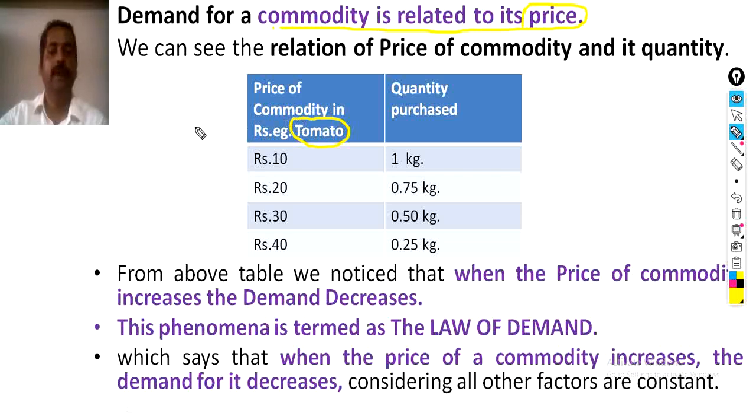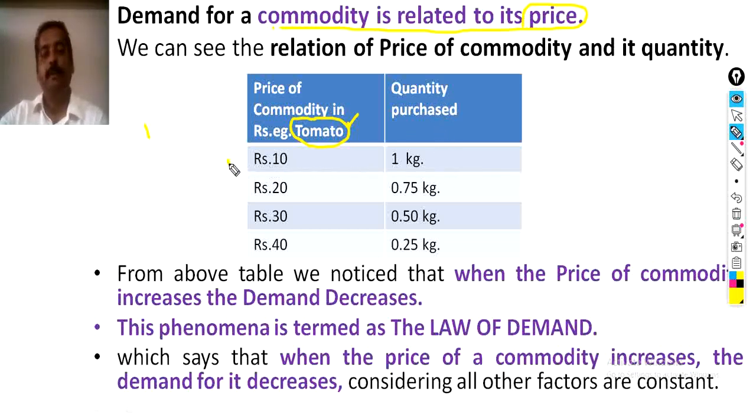You can purchase any product. You can purchase a cloth, you can purchase a mobile, or you can purchase any commodity. Here for reference I have taken the commodity as tomato. On the left side I have mentioned the prices of the tomato, and on the right hand side the quantity I have purchased.